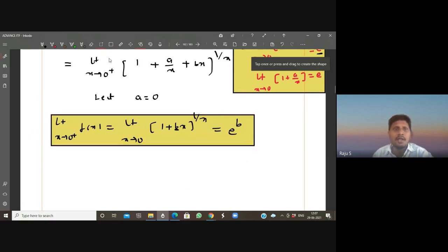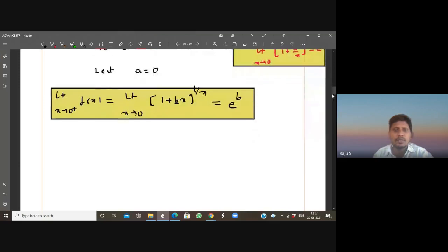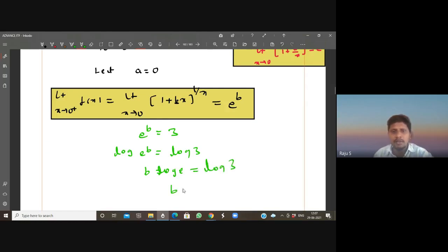And right hand limit we have to equate to 3. So e to the power of b is equal to 3. Now apply log on both sides. Log e to the power of b is equal to log 3. Now this is b log e is equal to log 3. Then b log e value, log e is clearly 1. So b is equal to log 3.